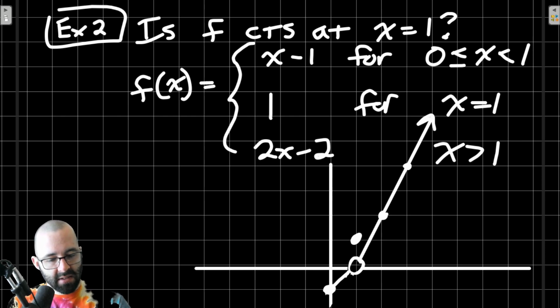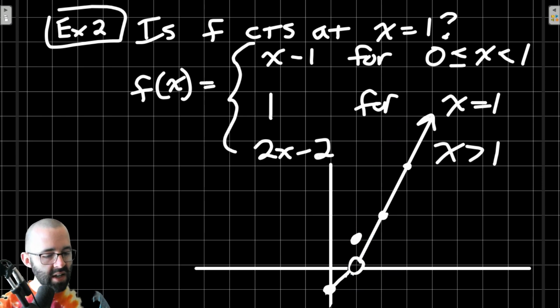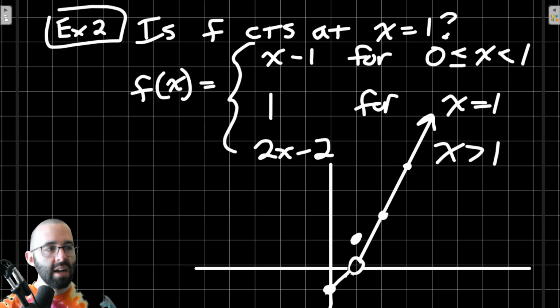We have 3 pieces. We have the first piece, that's this line. We have the second piece, that's that point. And we have the third piece that goes on forever after. So not continuous. It's close. It's almost continuous. If this dot just got moved down a little bit, then it'd be continuous, but it's not. There's a hole.